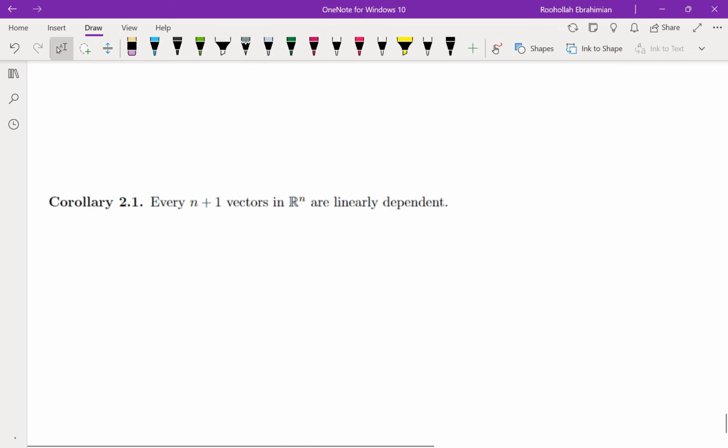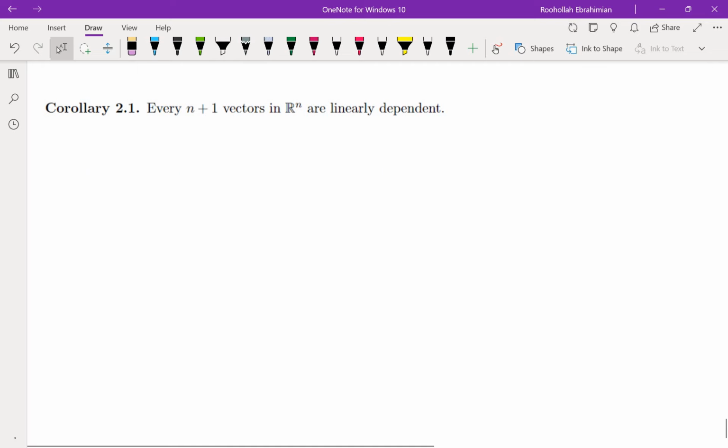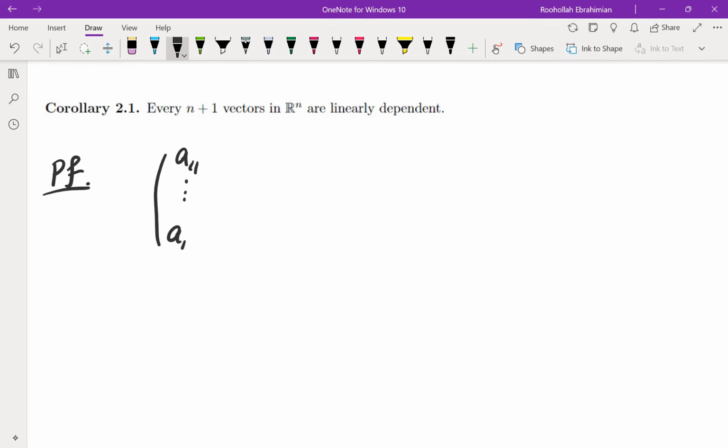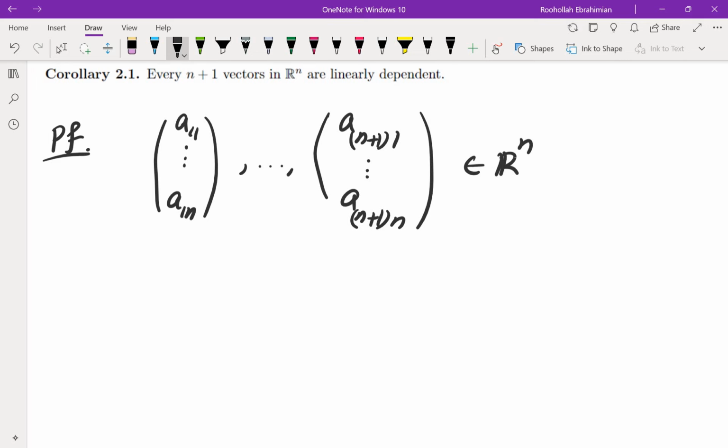So the consequence of this is that every n plus 1 vectors in Rn are linearly dependent. So let's prove this one. If you have n plus 1 vectors, or even more than n plus 1 vectors in Rn, let's say the vectors are a11 all the way to a1n, up to a(n+1)1 all the way to a(n+1)n. So these are all in Rn. There are n plus 1 vectors.